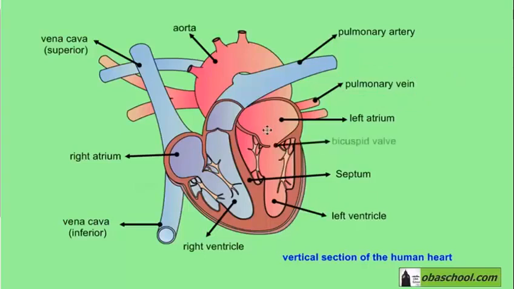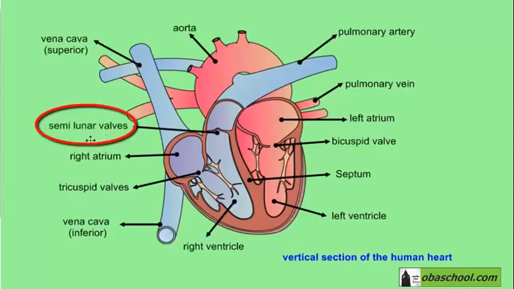And now, because we have a vertical section, we can look on the inside. We see that we have a bicuspid valve, which is like a gate or a doorway that separates the left atrium from the left ventricle. And on the right side, we also have a valve. This is the tricuspid valve, separating the right atrium from the right ventricle. As long as the valves are closed, blood will not go from the atria to the ventricles. Once these valves open, blood can flow. We have semilunar valves separating the right ventricle from the pulmonary artery.